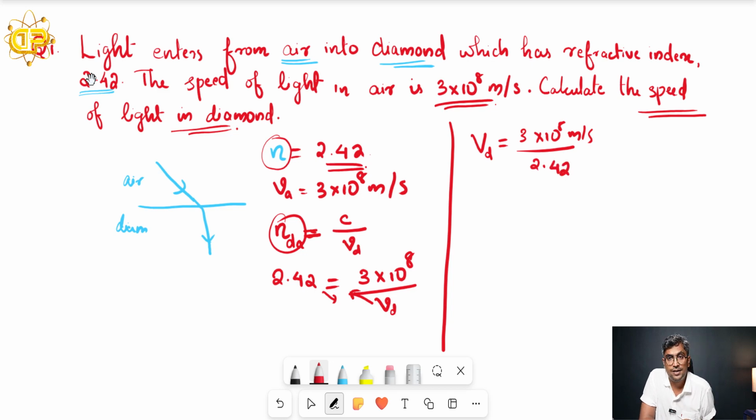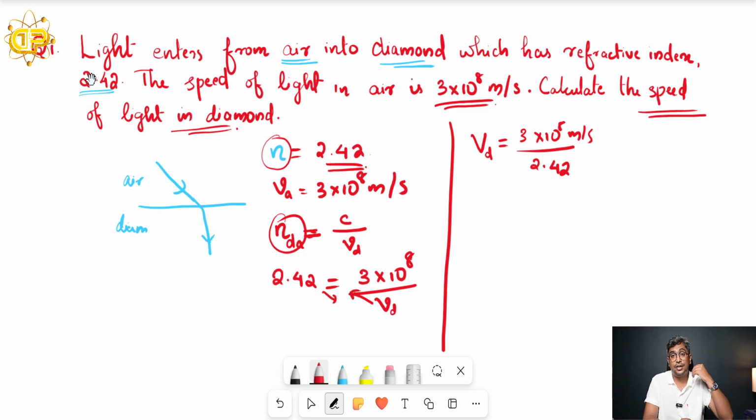What is the unit of this refractive index? There is no unit. So don't go for finding any units for refractive index. Why? Because it is a ratio of equal units, that is velocity by velocity, or absolute refractive index to absolute refractive index. So there will be no units.